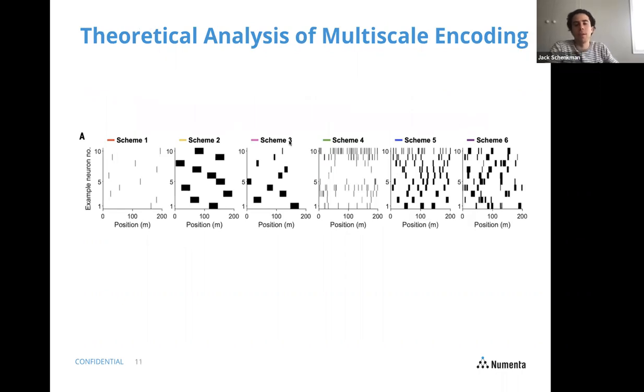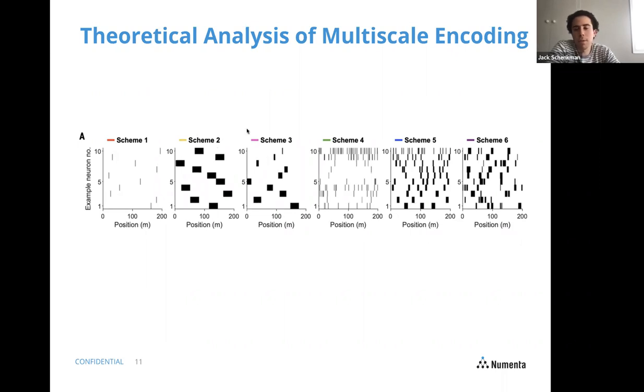And so then to some of the computation type of stuff. They just basically consider the impact of having single scale versus multi-scale coding. So they present a few different schemes. In this one, each neuron has a single small place field. This one, each neuron has a single large place field.